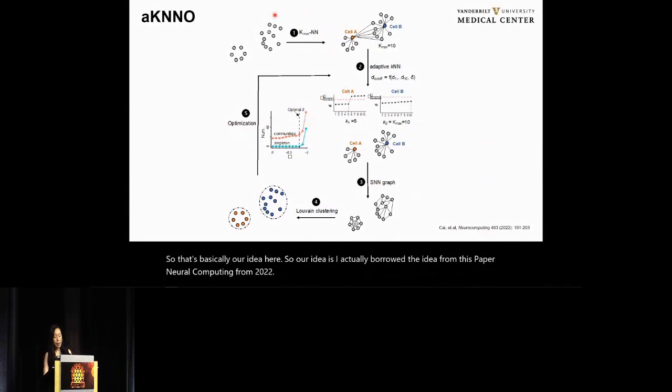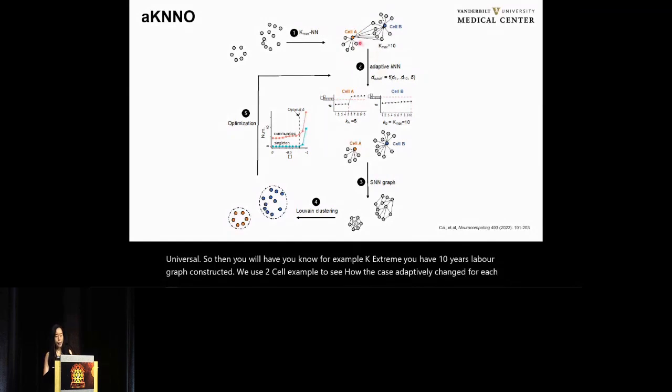So this is a pipeline here. We have 5 steps. So here, the first step is still build the k-nearest neighbor graph. The k is fixed and universal. So then you will have, for example, k equals 10, you have a 10 nearest neighbor graph constructed. We use 2 cell examples to see how the k is adaptively changed for each cell.